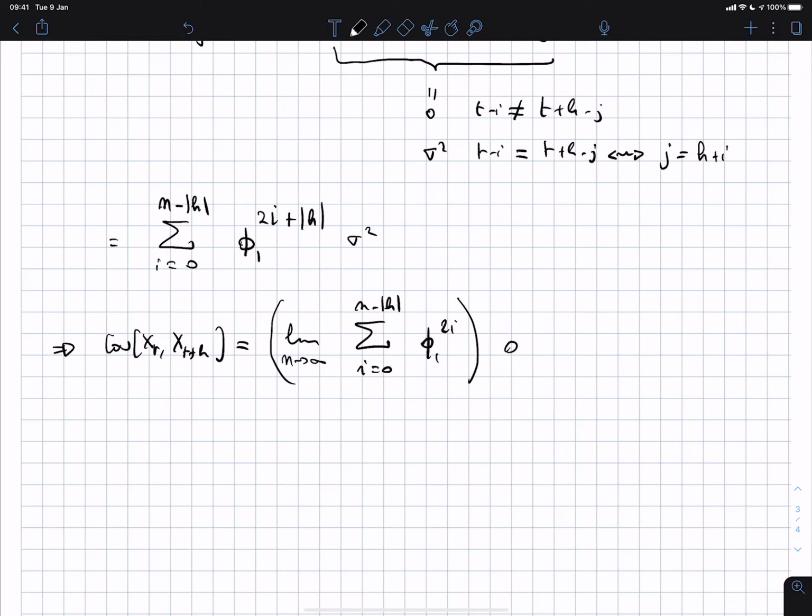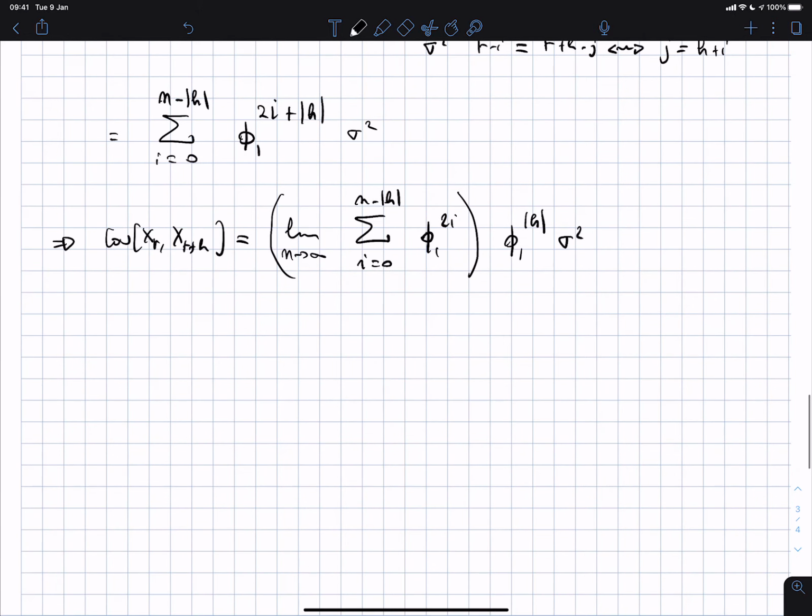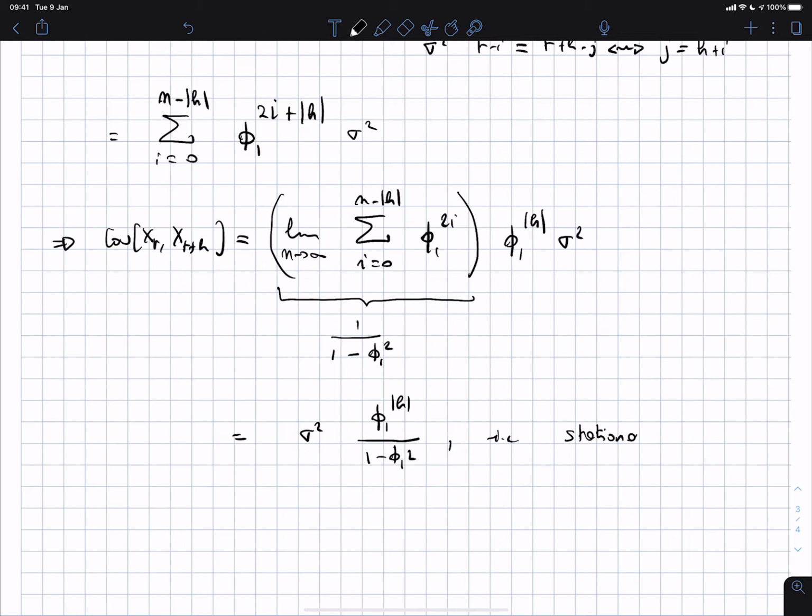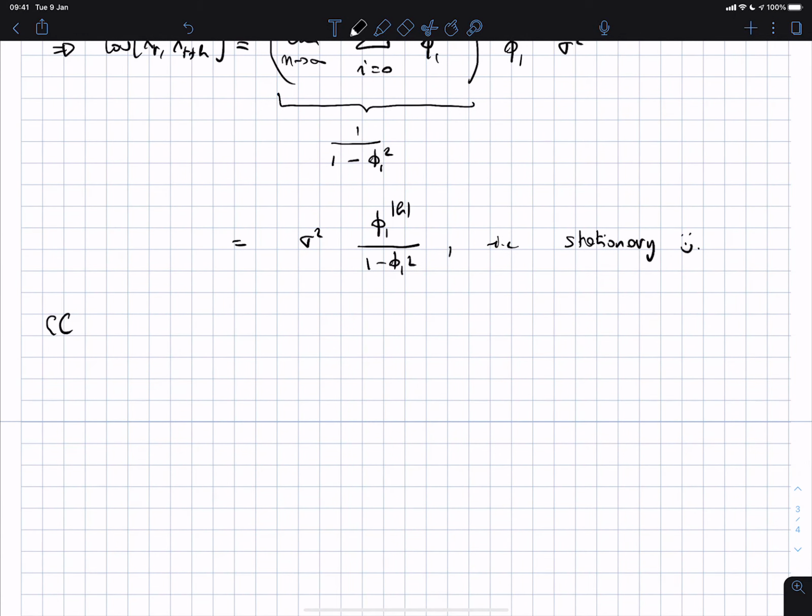And this one can come out, and this one can come out as well. And this limit here is equal to 1 over 1 minus phi 1 squared, which we know is the case because phi 1 is less than 1 in absolute value. So that we're left with what was announced, which is this.